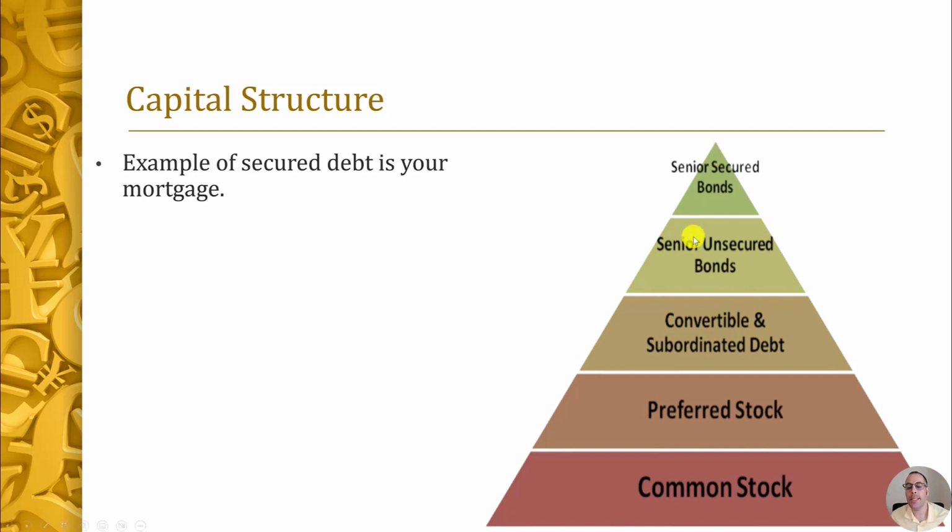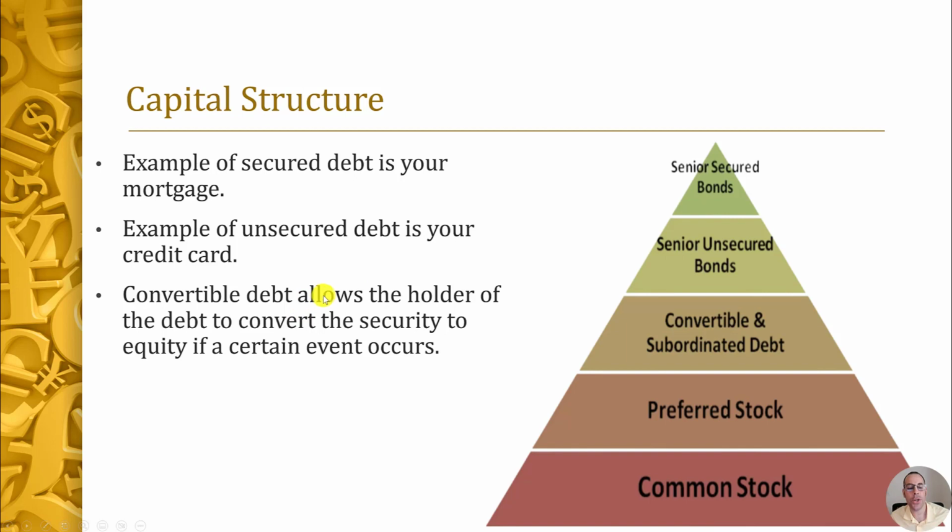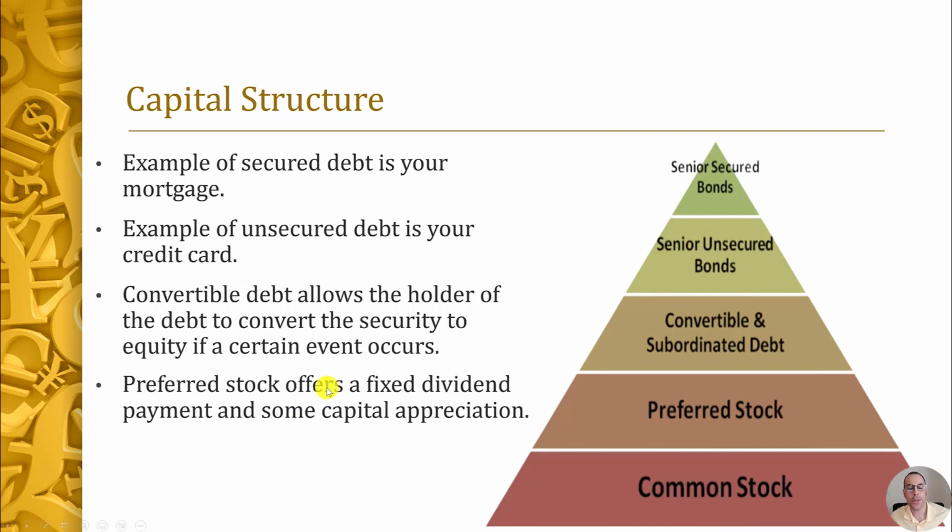An example of a senior unsecured bond is your credit card. If you default on your credit card, there's no collateral backing it up. So that's why you have to pay a higher interest rate. And then next in the capital structure is convertible debt. So if you hold this debt, you can convert it from debt to equity if the stock price hits a certain point. Then next in the capital structure is preferred stock, which we talked about.